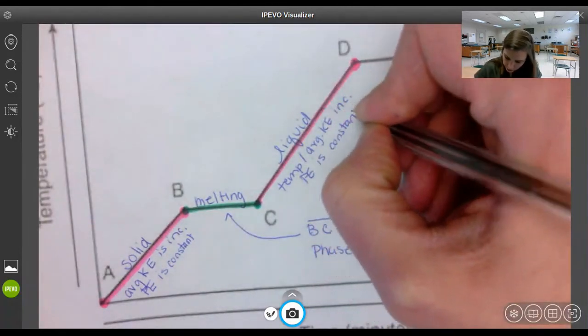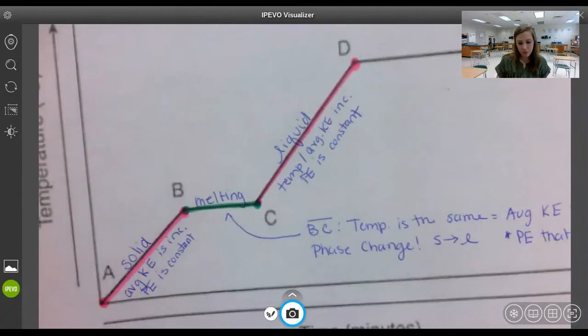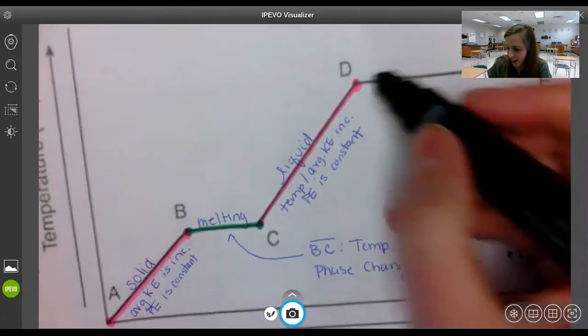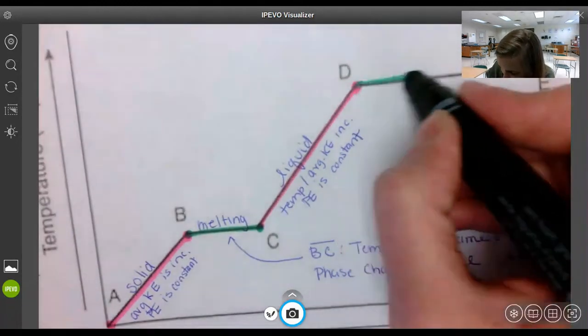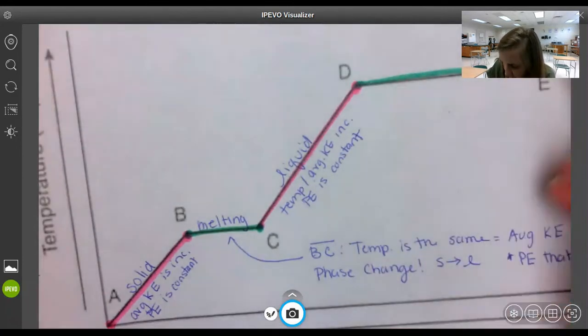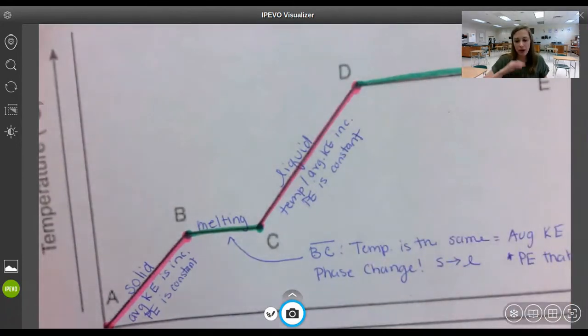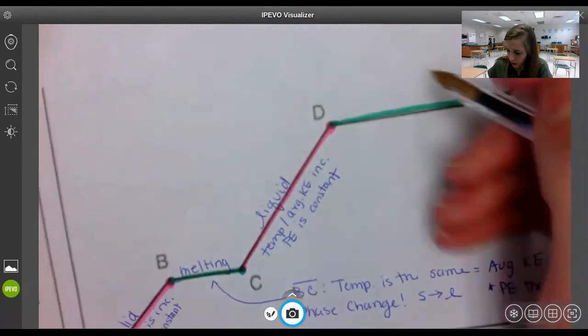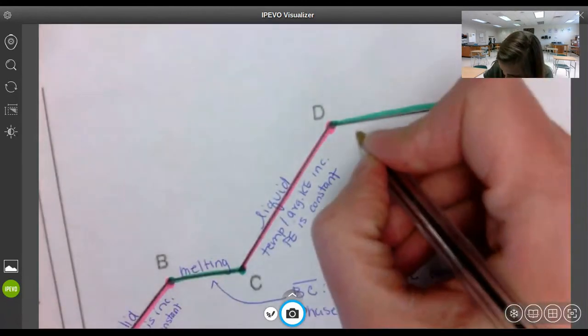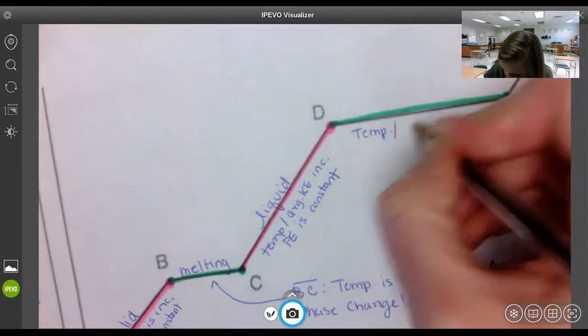We're staying the same. All right, when we hit point D, we see that the temperature now flattens out again over time, even though we're still adding heat to it. So from D to E, we can see that we're at the same temperature. Once again, this is temperature, which means our average kinetic energy is the same.